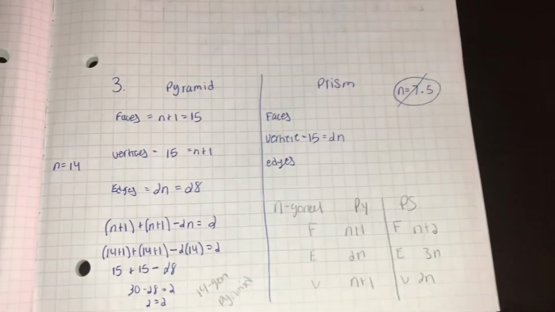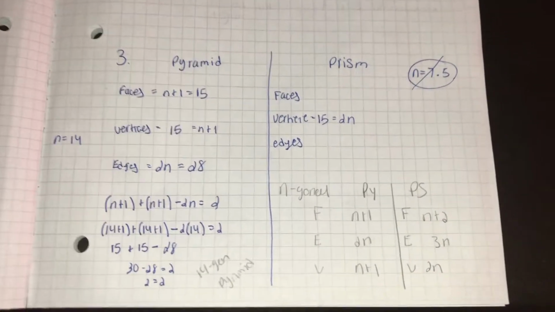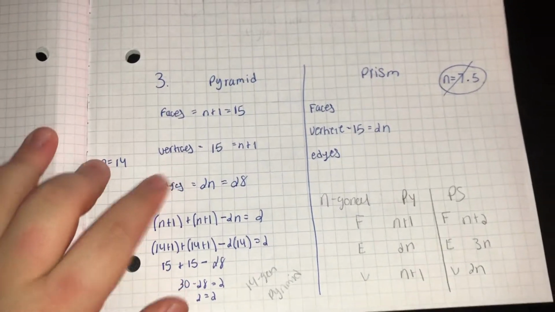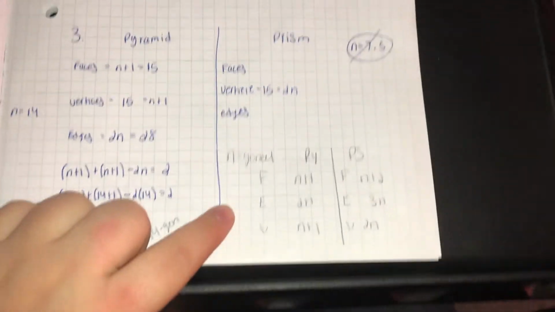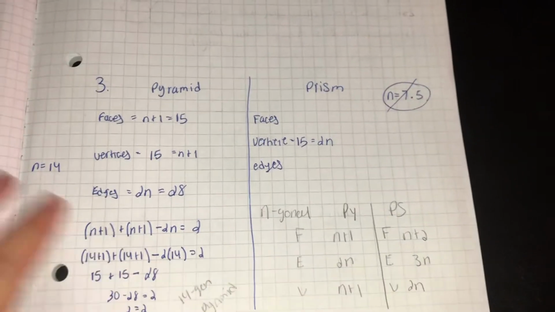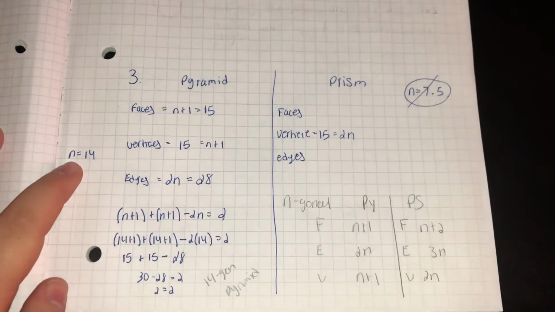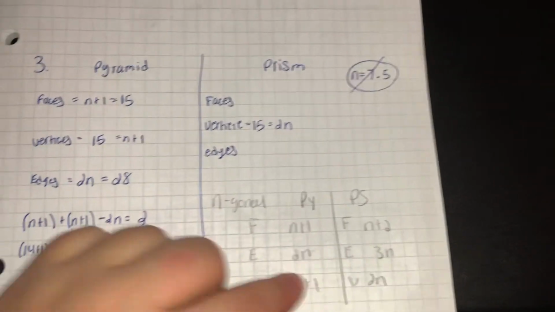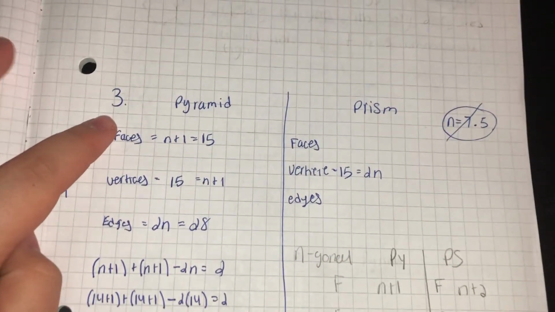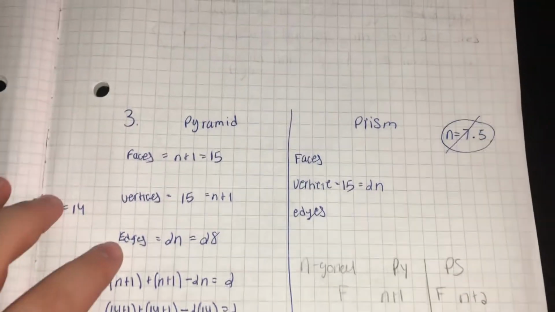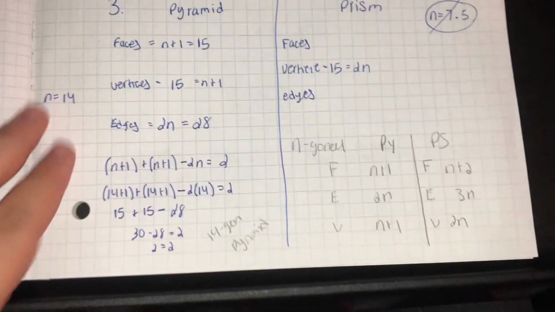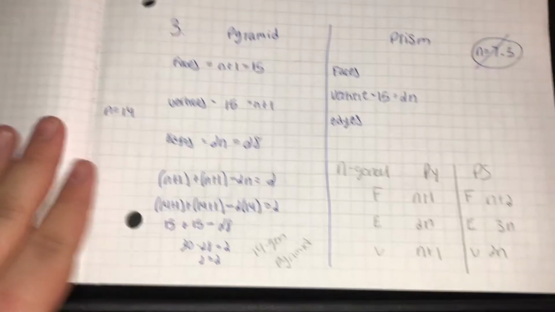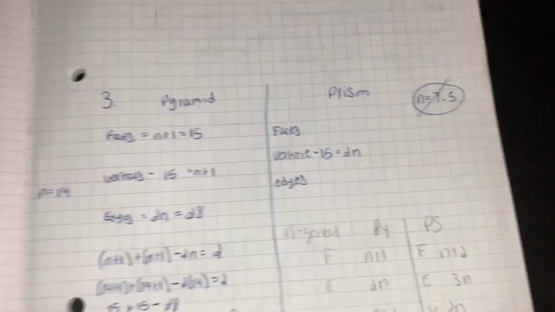So for number 3, we had to figure out if it was a pyramid or a prism. To do that, I knew we had 15 vertices, and so I used my n-gonal formulas, and I used n plus 1 to figure out how many sides my shape would have, and I figured out it would have 14 sides, and then I used the other formulas to figure out the other answers. So faces, I got 15 faces, and edges, I got 28, and then I plugged it into Euler's formula to make sure it equaled each other, and I was like, okay, this could definitely be a pyramid, but let me check if it could be a prism.